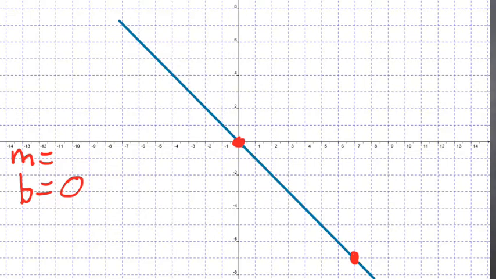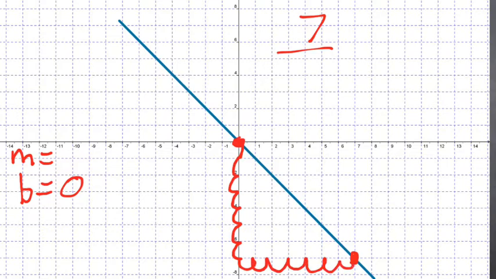How much do I rise by? Let's say I start on this one and I go down 1, 2, 3, 4, 5, 6, 7. I go down 7. How much do you run by? 1, 2, 3, 4, 5, 6, 7. 7. 7 over 7. What does it simplify down to be? 1 over 1. So you rise 1, you run 1.